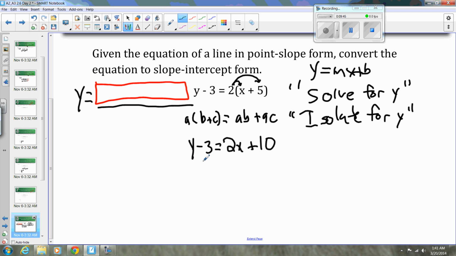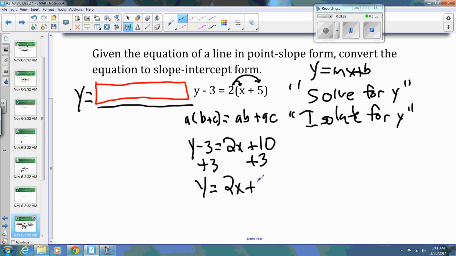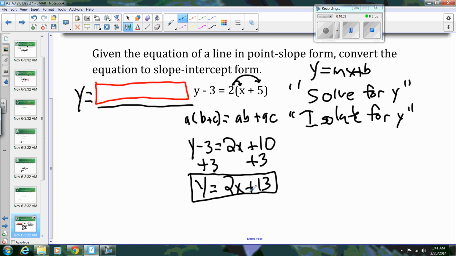Isolate for y. Add 3 to both sides. I added 3 because that undoes this subtraction. And I get y is equal to 2x plus 13. Is this in the form of y equals mx plus b? Yes, it is. Here we have our answer in slope-intercept form.